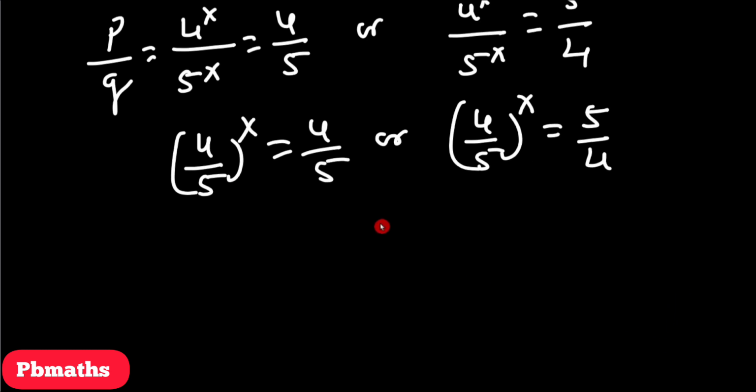Then we can write this as to the whole power 1, because 4 by 5 to the whole power 1 gives us the same 4 by 5. Now if we look at the bases on either side of the equal sign, we have equal bases, and we know that if bases are equal, then we can equate the powers. Therefore x equals 1 here.